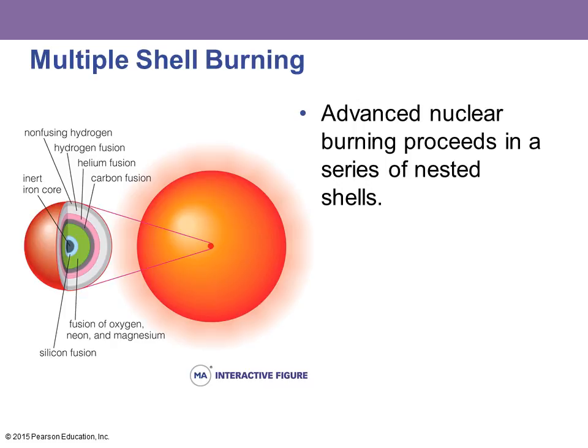So advanced nuclear burning proceeds in a series of nested shells. Instead of a helium shell or a hydrogen shell and a helium core, we get multiple layers within it, as you can see here. Hydrogen, helium, carbon, silicon, oxygen, neon, magnesium.